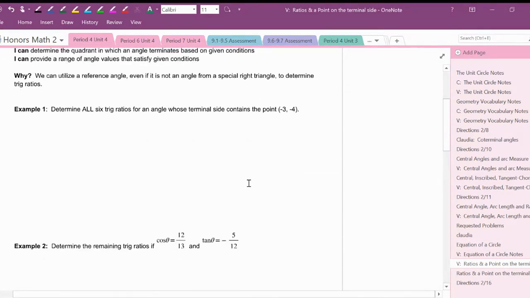So our first example, we need to determine all 6 trig ratios for an angle whose terminal side contains the point (-3, -4). So we start with our coordinate plane. And we know this is always going to be our initial side. And now we're going to rotate all the way to quadrant 3, right? Because both the x and the y will be negative. And then we'd have our coordinates for this point, (-3, -4).